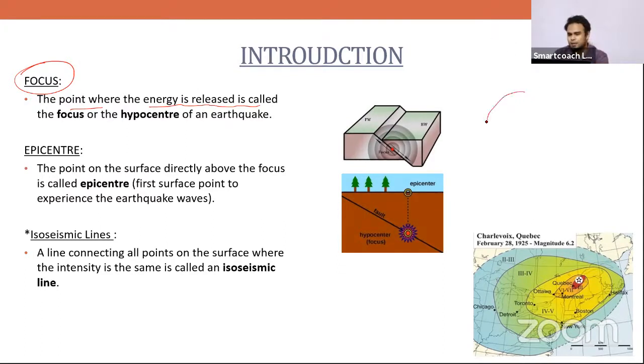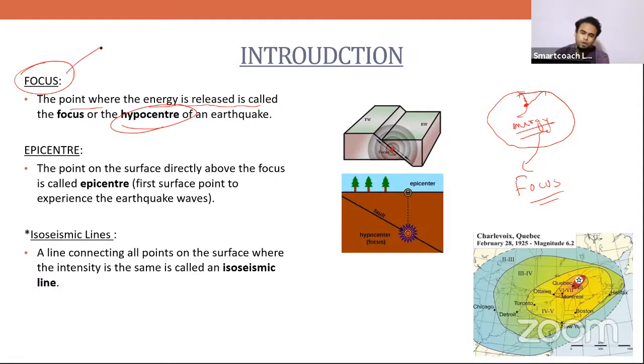Now suppose this is the earth. Below the earth's surface, there will be a point, and at this point energy will get released. Understood? Once this energy is released, it will reach the surface of the earth in the form of seismic waves. Fine. So the point where the energy is released is called your focus. Understood this? And this focus has another term, which is called the hypocenter. So your focus and hypocenter are the same thing.